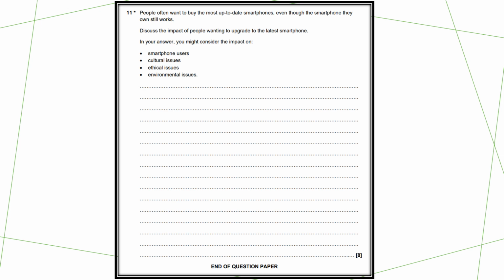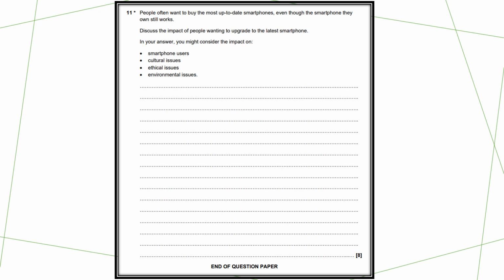Now, because this is an 8-mark question, you are going to be judged on how well you write this answer. So I would start to really think about what you want your main points to be before you even put pen to paper. In this particular case, impact can be positive or negative, so you need to think about the argument for this scenario.